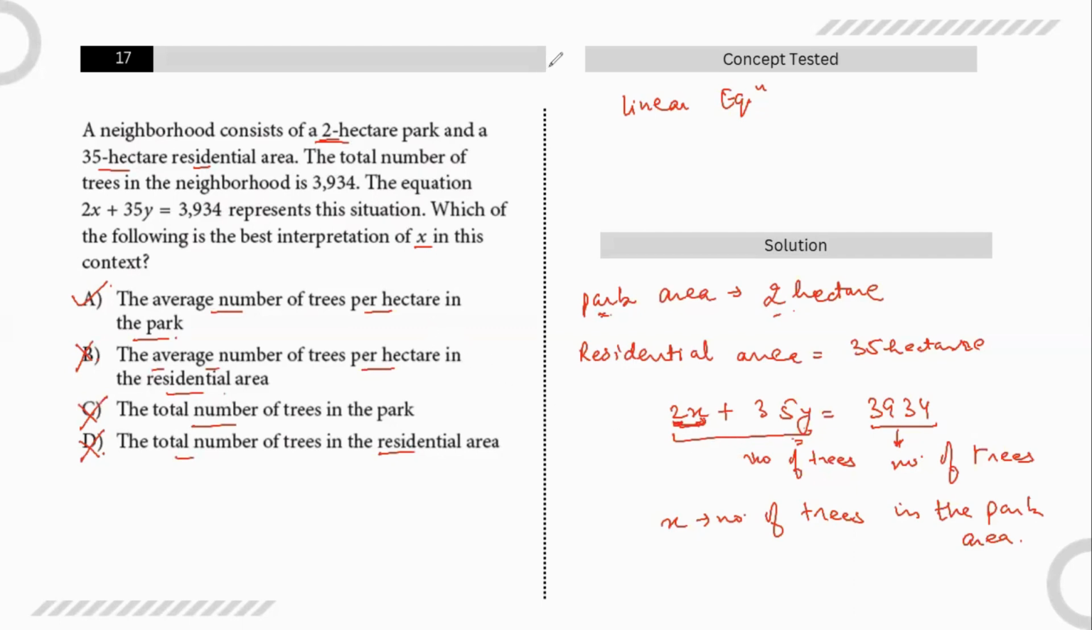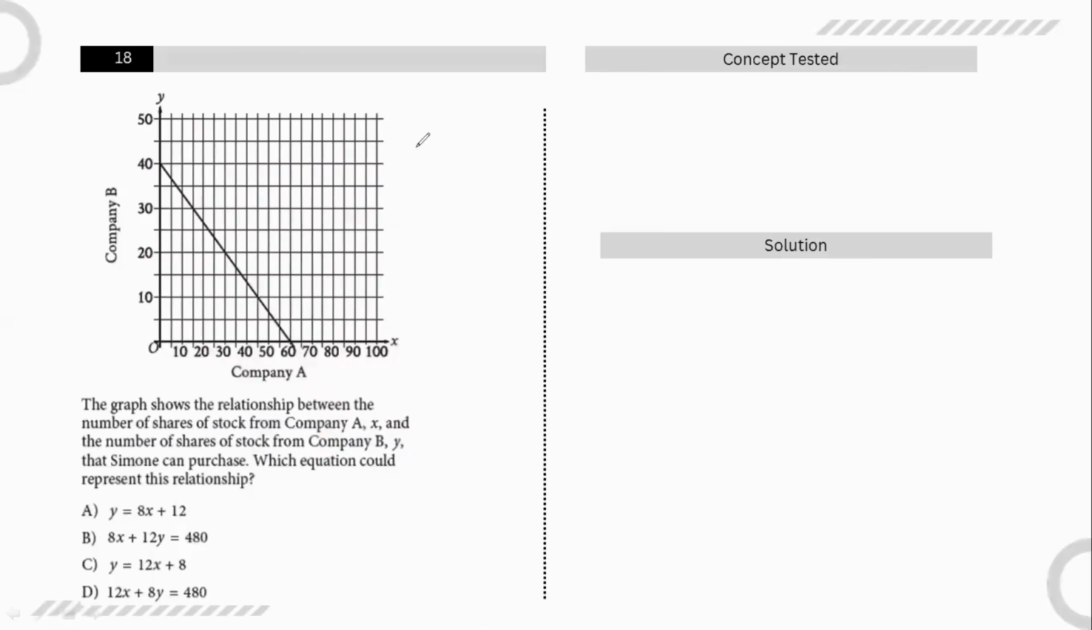Let's now do the next question. Okay, now starting with the question, that's question number 18. It says that the graph shows the relationship between the number of shares of stock from company A, x, and the number of the shares of stock of company B, y, that Simon can purchase. Which equation could represent this relationship? Okay, so there's a company A, there's a company B, and that's the number of the stocks, right, represented with respect to x-axis and y-axis. We need to determine what is this line equation, right?